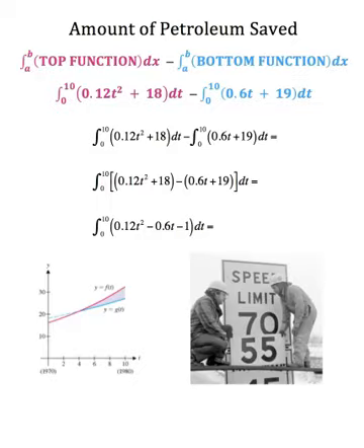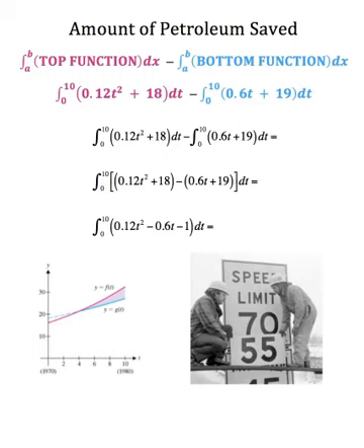Now let's return to the equations for the amount of petroleum saved. The petroleum saved will equal the integral of the top function minus the integral of the bottom function. To make our work a little easier, we combine the integrals so that we can gather like terms. Finally, we use the rules of calculus to integrate.